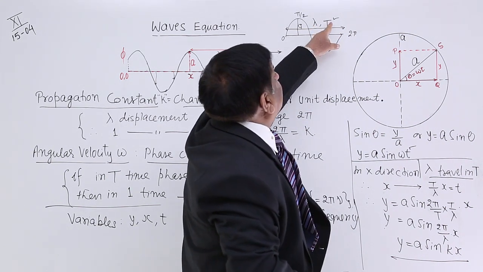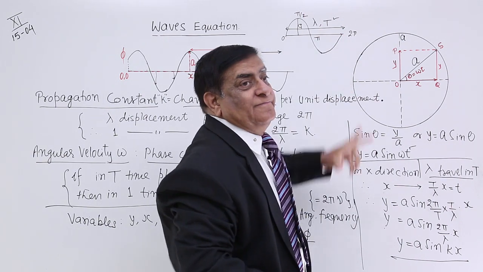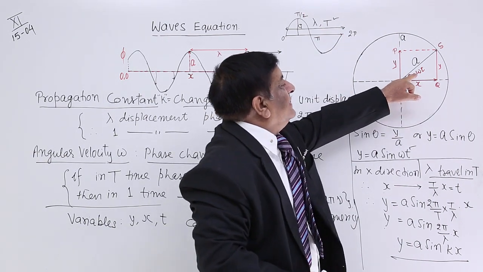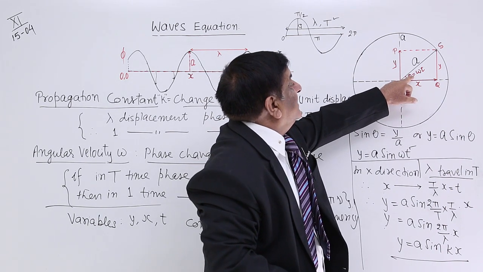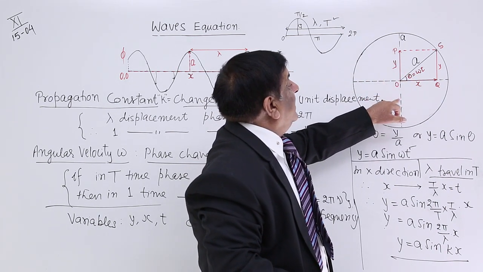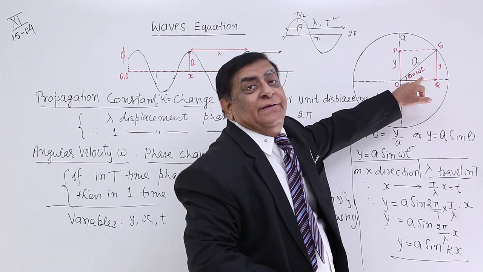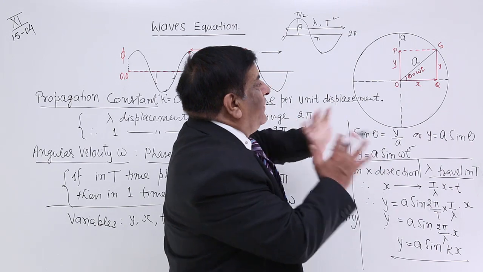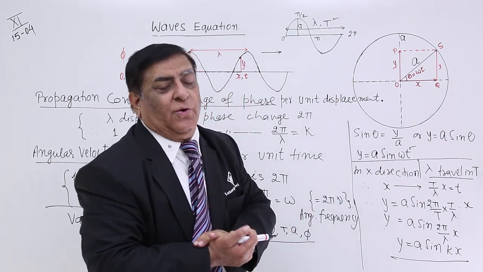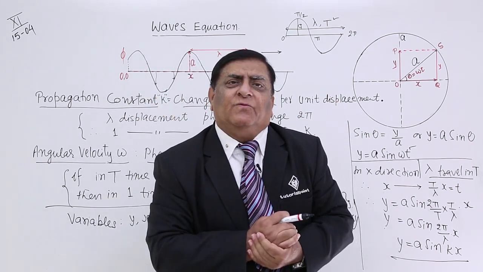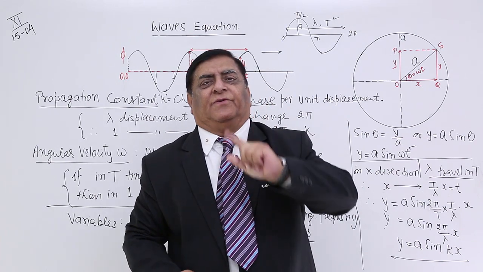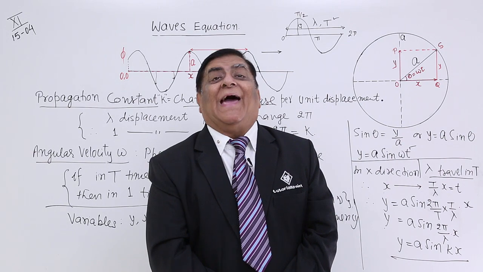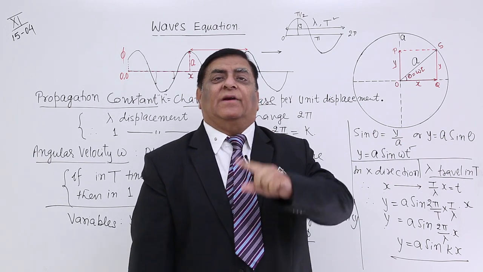In time period T the phase change is 2 pi. Okay, and here we see this omega t converts into pi by 2, 1 pi, 1.5 pi and 2 pi. This is how this theta keeps on changing. Now we have to relate them. When we relate them, there are two types of relations. One, y related with x. Another, y related with time.